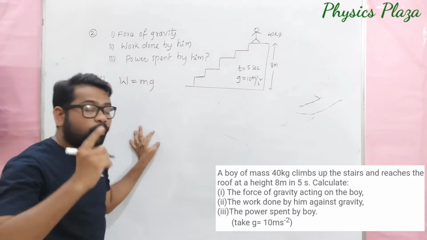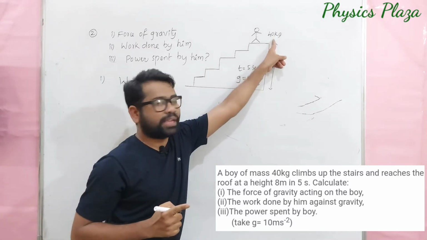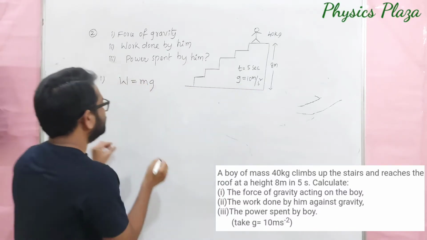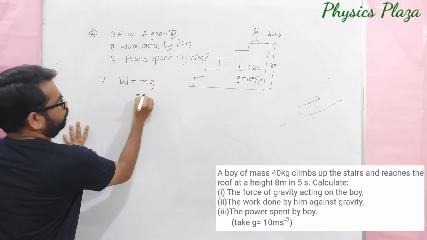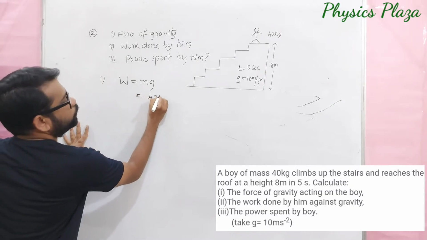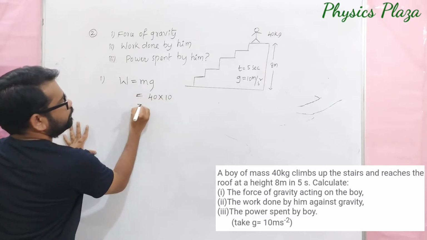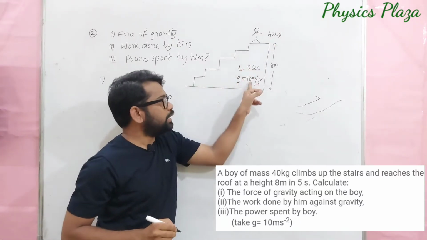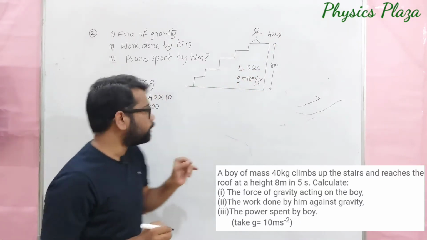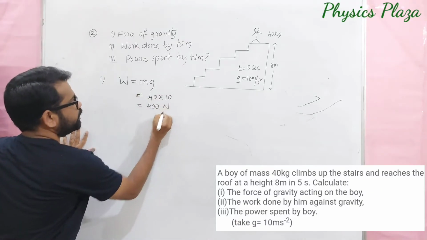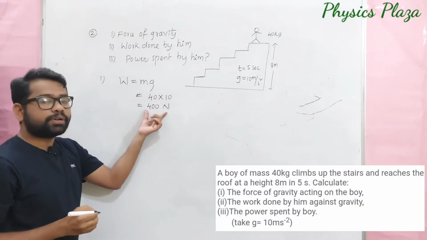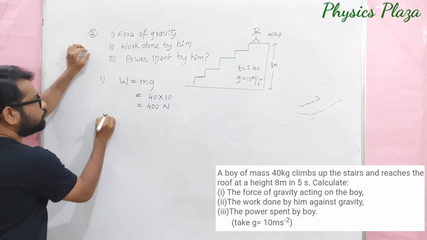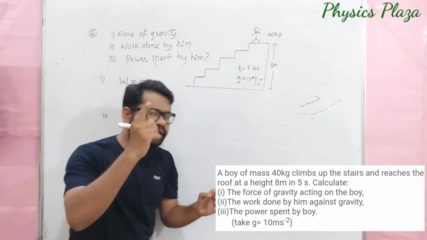W is equal to mg. What is the given mass here? Mass is 40 kg and g is given in the numerical as 10 meter per second square. So, children, it is 40 into 10. So, it will be how much? 400 kg meter per second square, which is also Newton. So, the force of gravity is 400 Newton. Now, they are asking us to calculate the work done by him against the gravity.